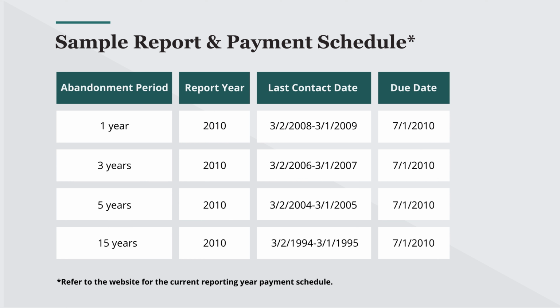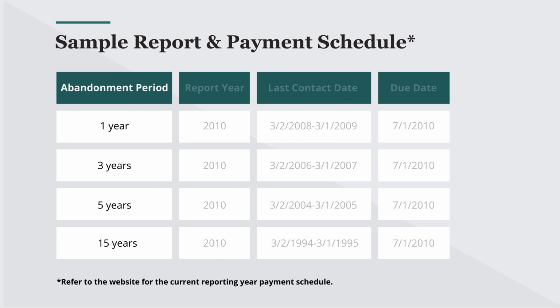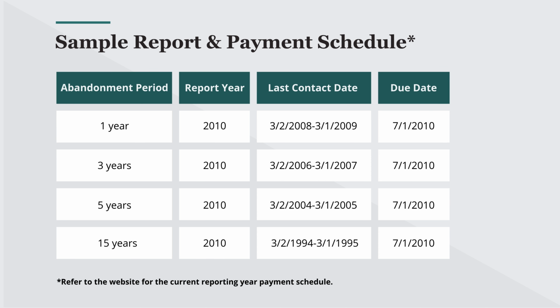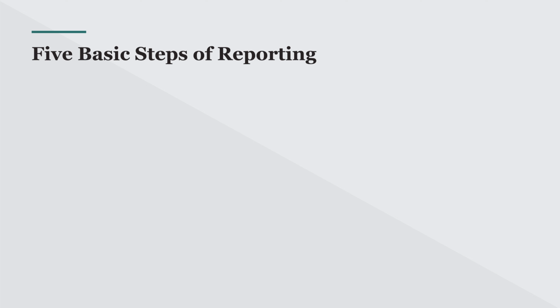How do you determine the abandonment period? Start with the last date of documented communication with the owner, the date a check was issued, or the date funds became payable, whichever is latest. Choose the abandonment period based on the type of property. Most properties have a 3-year abandonment period, while payroll checks and utility deposits have a 1-year abandonment period. To verify the type of property and its respective abandonment period, please use the Reporting Instructions Guide available for download at ClaimItTexas.gov.